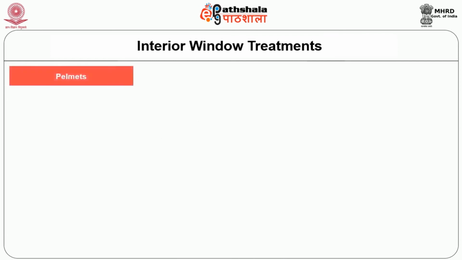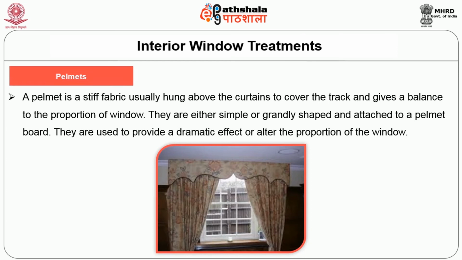What are pelmets? A pelmet is a stiff fabric usually hung above the curtain to cover the track and gives a balance to the proportion of the window. They are either simple or grandly shaped and attached to the pelmet board. They are used to provide a dramatic effect or alter the proportion of the window.